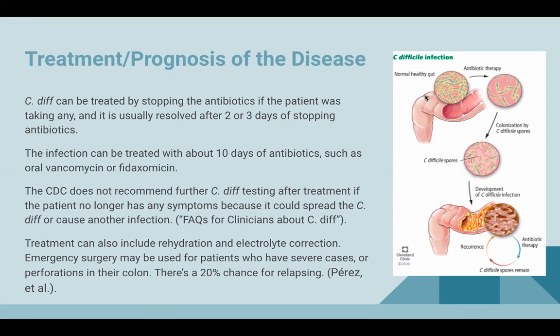And as you can see in this picture, this is what a normal intestine looks like. And then once you take antibiotics, C. diff can colonize, have spores, and then develop, and really makes it nasty. And that's why you have diarrhea, because this is what your intestines look like. And then antibiotics don't kill the spores, and so it could show up again.